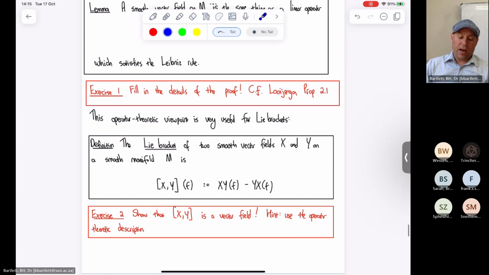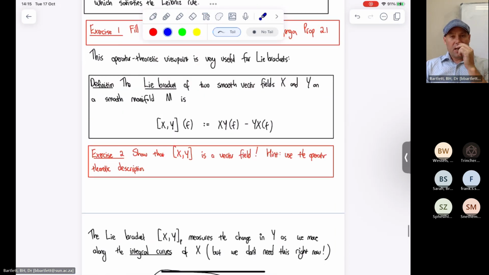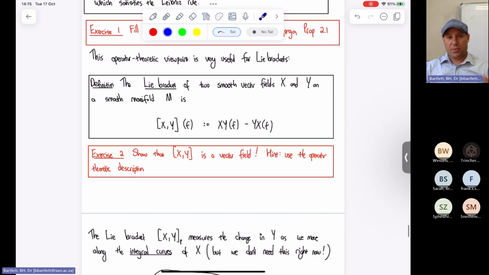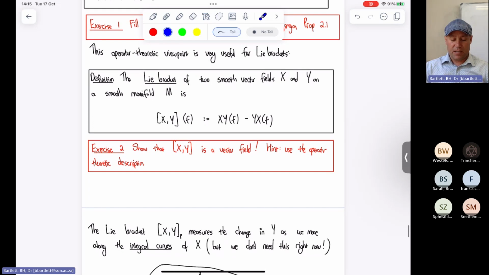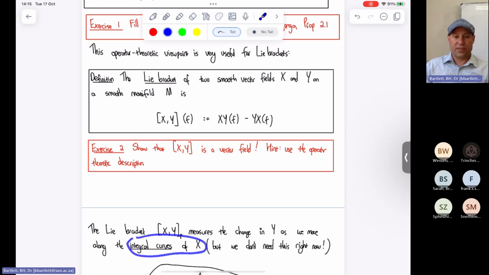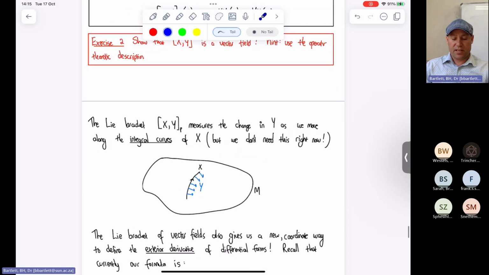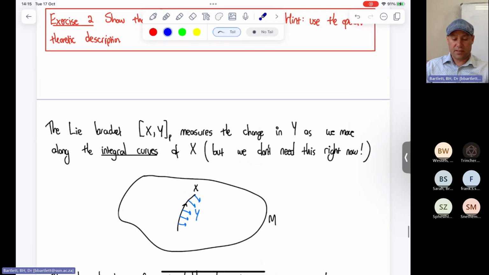Okay. How do I geometrically understand what this Lie bracket is doing? I'm not going to go into this, and we're not going to need it that much, but it's important to have a picture. The Lie bracket of two vector fields at a point P measures the change in the one vector field as we move along the integral curves of the other vector field. So the picture there is this picture.